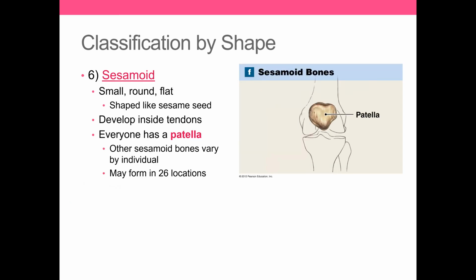And the last classification by shape is a sesamoid bone. These are small, round, flat bones that are shaped somewhat like a sesame seed. They actually develop inside tendons, and remember, tendons are structures that connect muscles to bones. Everyone has at least one sesamoid bone called the patella. Before you took A&P, you might have called this your kneecap, but now you're going to call it your patella. Everyone has this one. Other people may have more or fewer sesamoid bones in other areas of their body. There are actually 26 different locations, so 26 tendons where these bones can develop. And again, this is highly variable from person to person, except everyone has a patella.